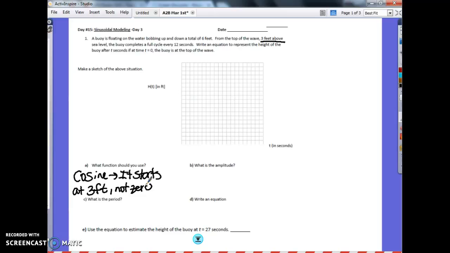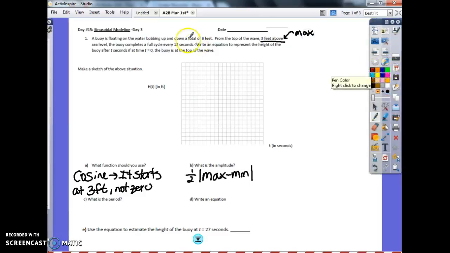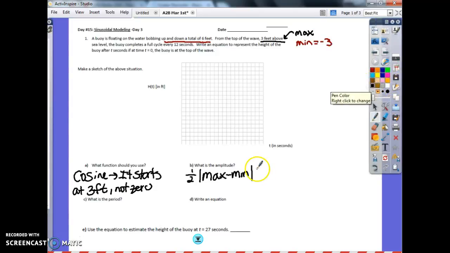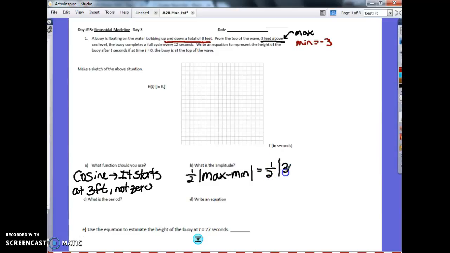What's our amplitude? If you remember the equation we've been using all unit long, 1/2 the absolute value of my maximum minus my minimum. Now those are not given as easily as in some of the problems we've done over the last 2 days. You will see from the top of a wave 3 feet above sea level, so that's going to be my maximum. And I've also given you that it bobs up and down a total of 6 feet. So if we're at 3 feet for the max, that must mean the min, if I'm going to travel a total of 6 feet from 3 feet down, is going to be -3. Plugging that into my amplitude formula, I'm going to end up with 1/2 times 3 minus -3.